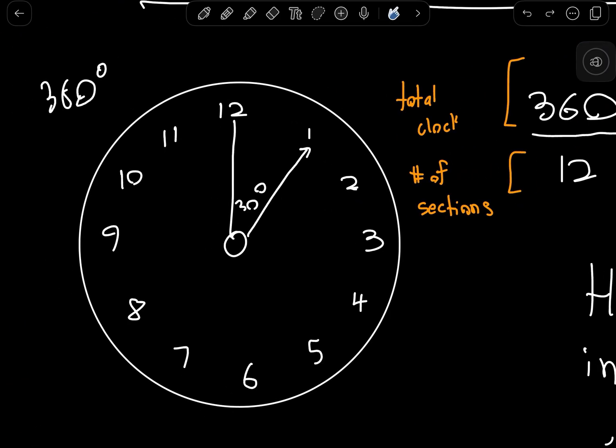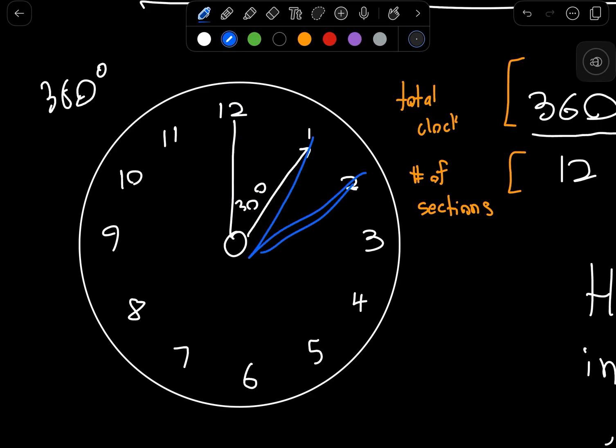So let's talk about the clock itself. This is a standard clock. Now you see 12 sections here, because of the 12 numbers. When I say section, I mean how many regions exist between 12 and 1, or between two consecutive numbers. That would be one section, this would be two, this would be three, and so on. So there are 12 sections in total.